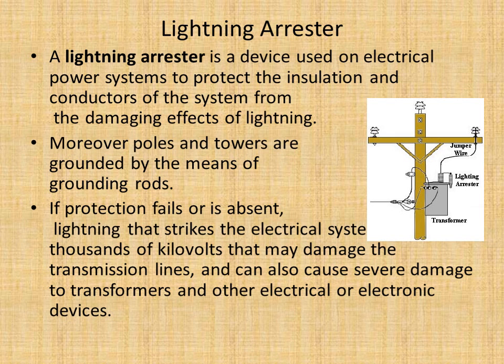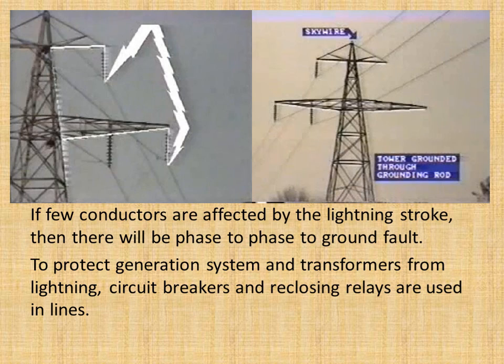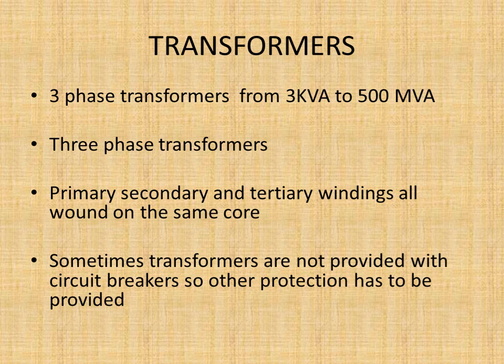Now lightning protection. A lightning arrestor is a device used on electrical power systems to protect the insulation and conductors of the system from being damaged. Moreover, poles and towers are grounded by means of grounding rods. If protection fails or is absent, lightning strikes the electrical skies, thousands of kilovolts flow through the transmission lines and can cause severe damage to the transformers. If a few conductors are affected by a lightning stroke, then there will be phase to phase and phase to ground faults.